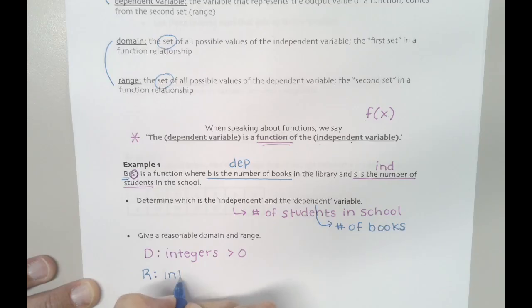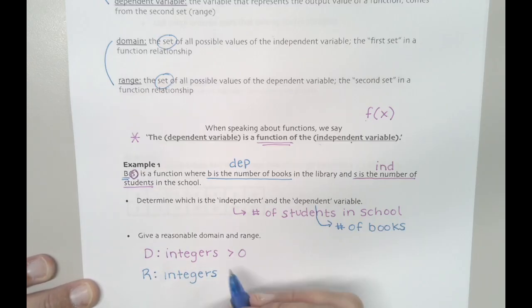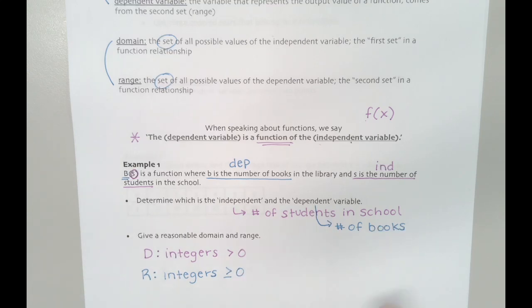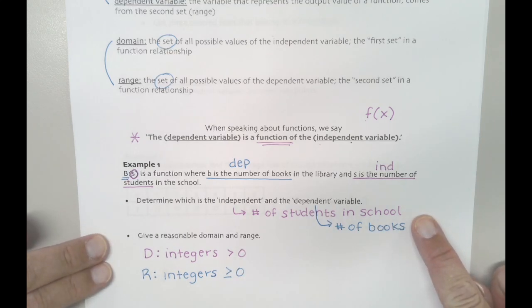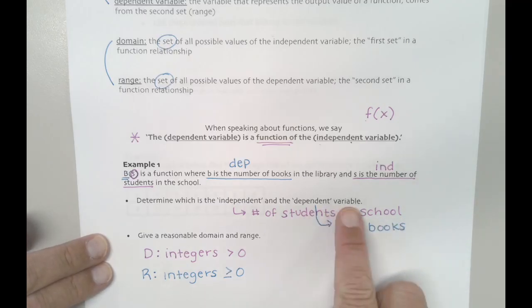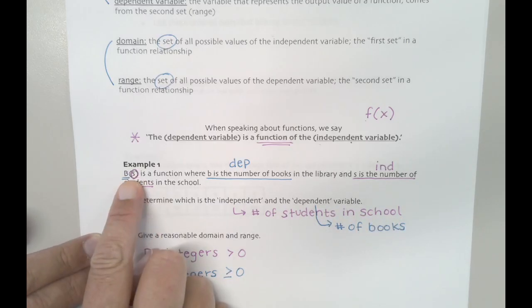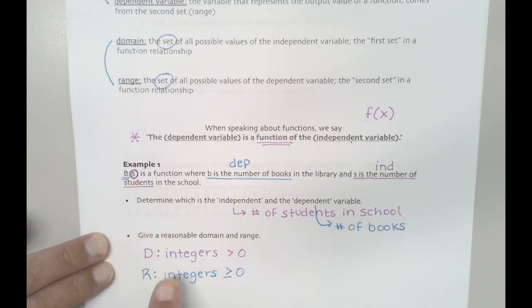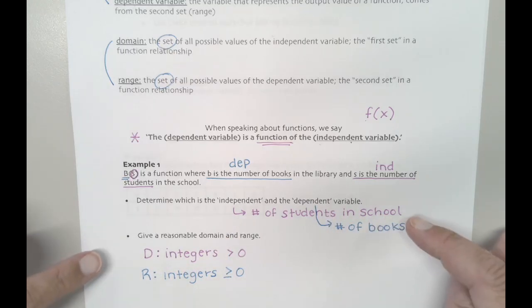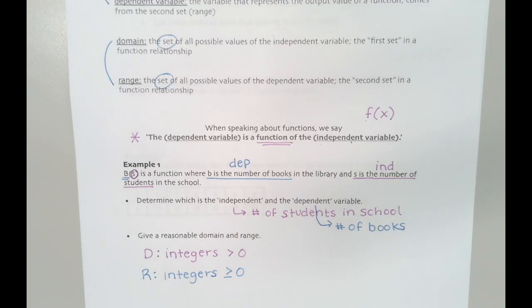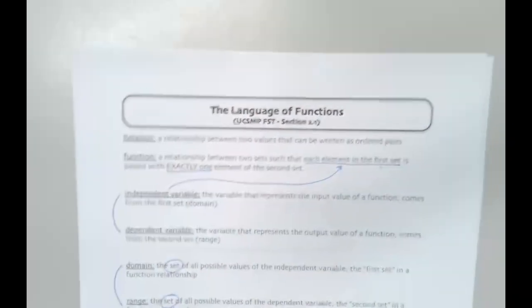I guess the only change I might make, and this could be open to interpretation, is it possible that we have some poor sad library with 0 books? I think so. So we could say greater than or equal to 0. So look at the difference in how we answered these two questions, right? Independent and dependent are talking about the variables, these letters. What do these letters represent? And domain and range are talking about what numbers make sense to go in place of those letters. Okay, so really this example is here to clarify the difference between these two things. Okay, let's keep going.